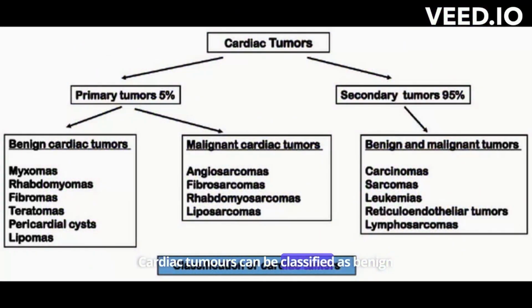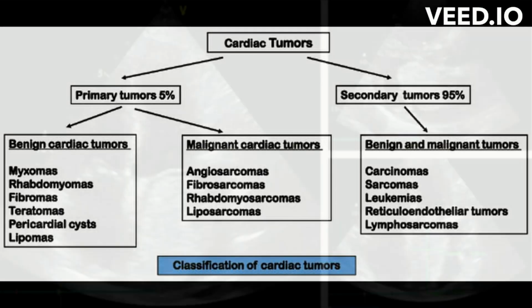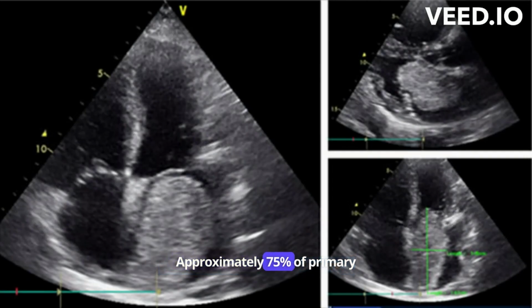Cardiac tumors can be classified as benign or malignant and include benign primary cardiac tumors, malignant primary cardiac tumors, metastatic, secondary cardiac tumors, and extracardiac tumors. Approximately 75% of primary cardiac tumors are benign.